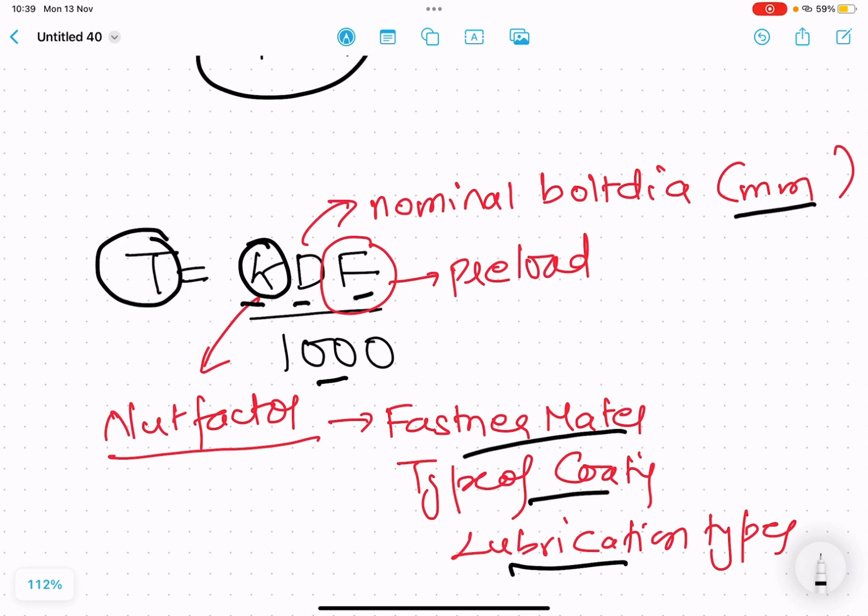Nominal bolt diameter: as you are purchasing a bolt, the diameter is generally expressed. It is basically the specification of the bolt. You can easily identify D. Now F, the preload, we have to calculate, and this preload is also calculated using the properties of the material from which the bolt is made. Now we will understand how this preload is calculated.